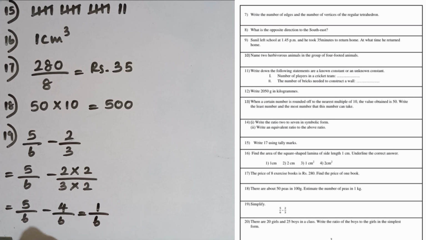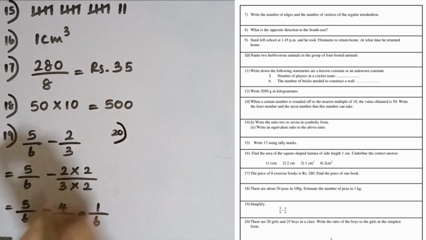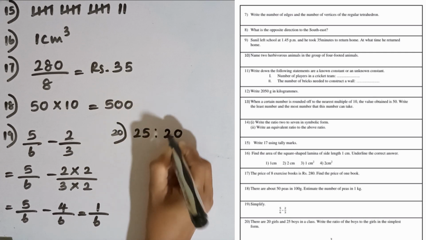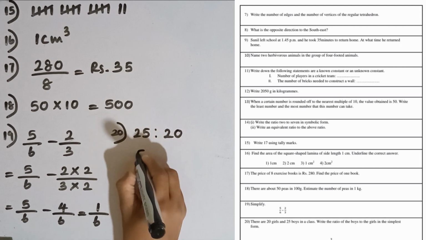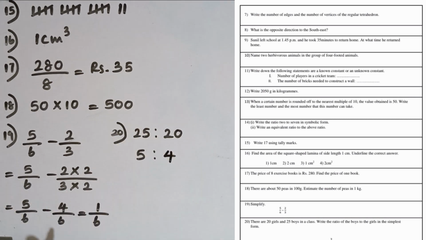Last question, question number 20. There are 20 girls and 25 boys in a class. Write the ratio of the boys to girls in the simplest form. We are asking boys first. The number of boys is 25. 25 to 20. Now we can divide this by 5. 25 divided by 5 is 5. 20 divided by 5 is 4. So this is the simplest answer, 5 to 4.